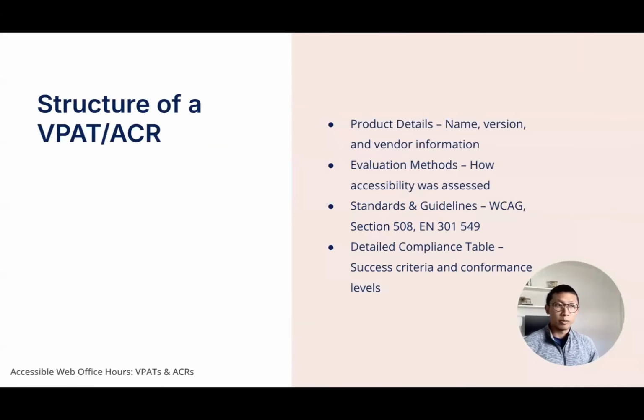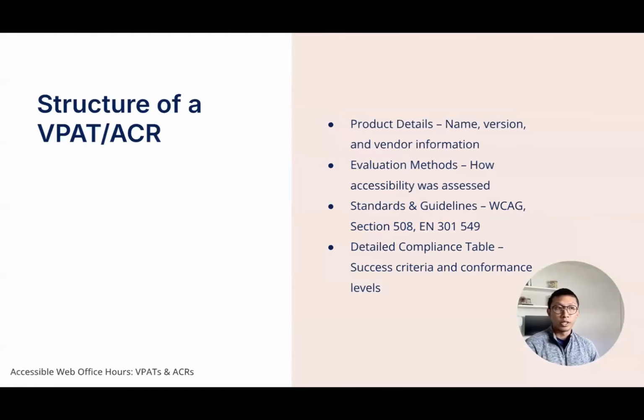So regarding the structure of a VPAT or ACR, we start with the product details section, which includes the name of the product, the version, the product description, and contact information for the main point of contact. And it's really important to be specific here, as different versions of the same product may have different accessibility levels.